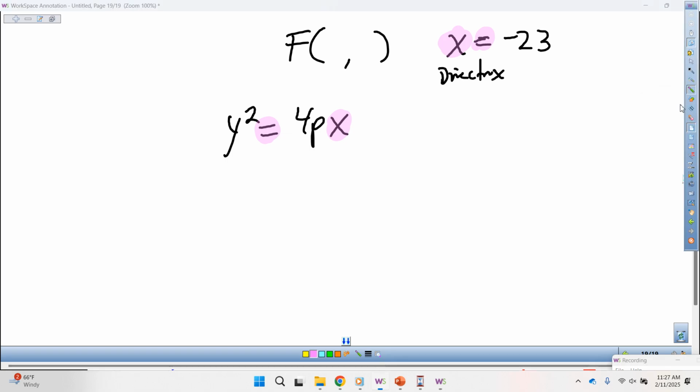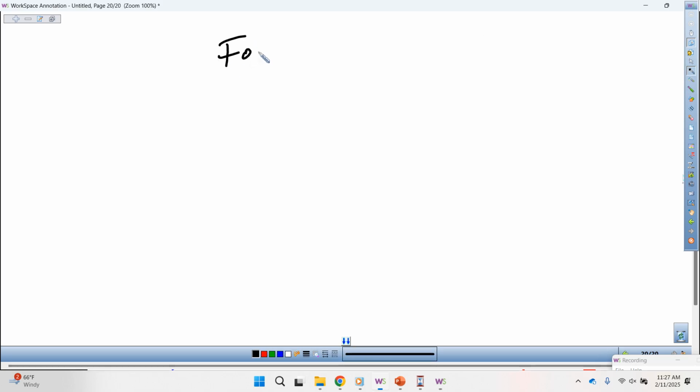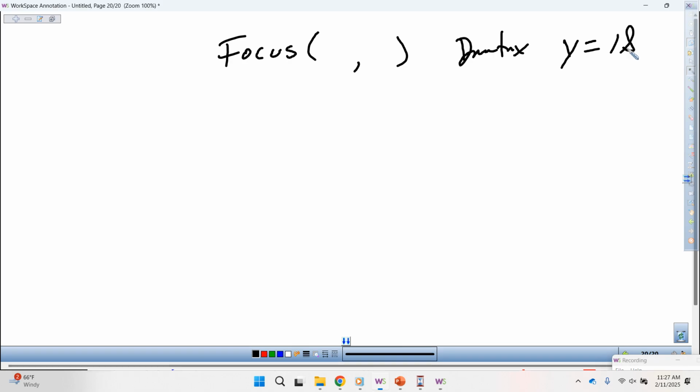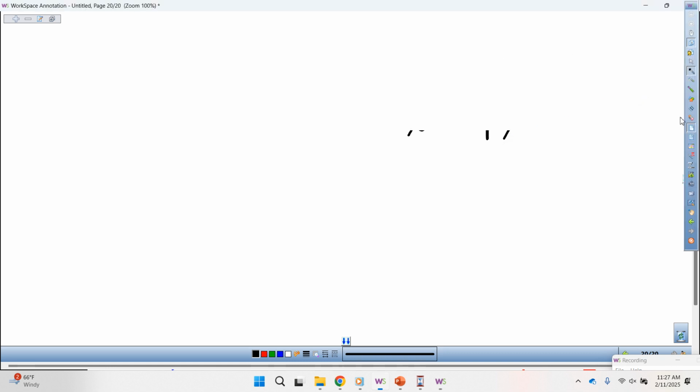Here it goes again. Let's say I gave you focus, something, directrix, y equals 18. Tell your neighbor what equation to use for that. What equation do I use for that? X squared equals 4py. Hands if you got that. That is correct.